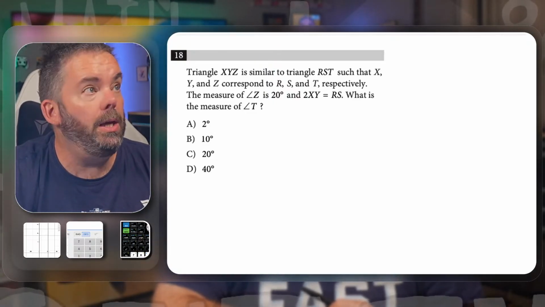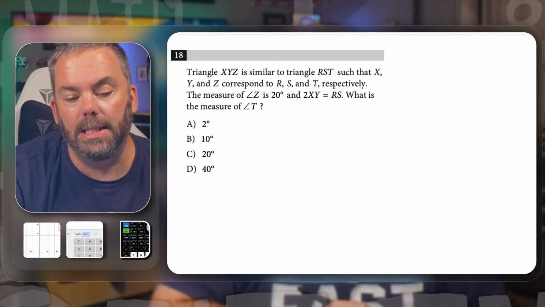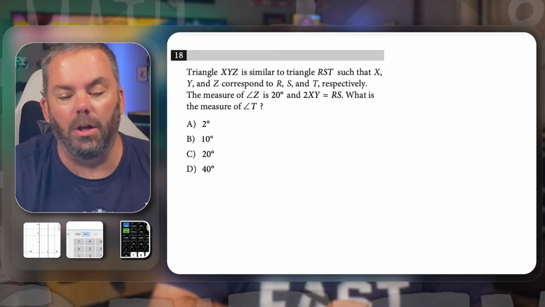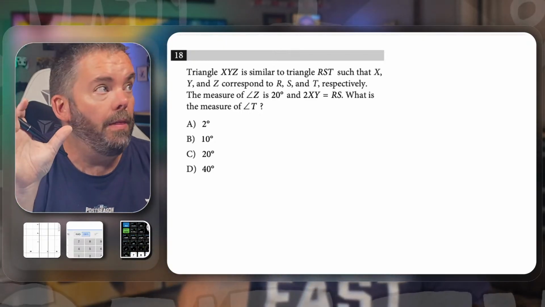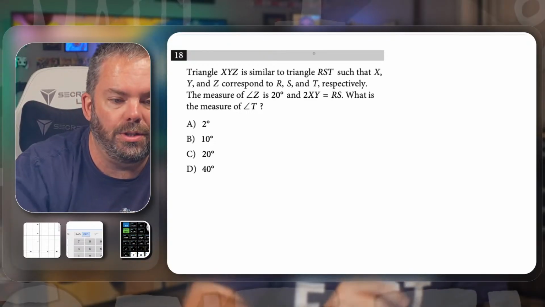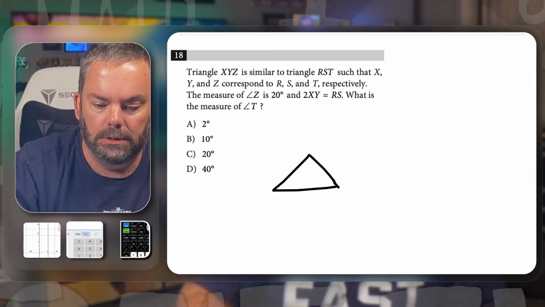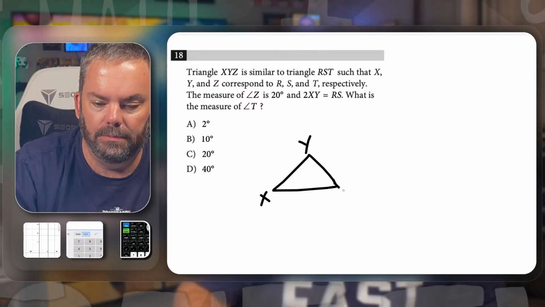Let's get started. Question number 18. Triangle XYZ is similar to triangle RST. Let me stop there. The SAT is obsessed with similarity. So let's draw two triangles. All right, so XYZ.